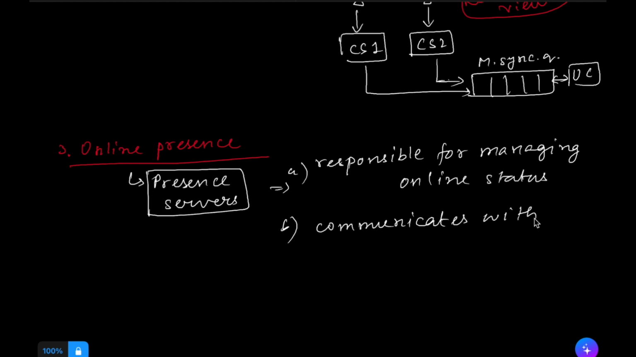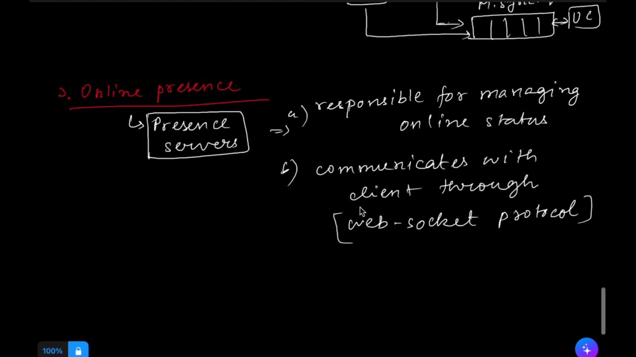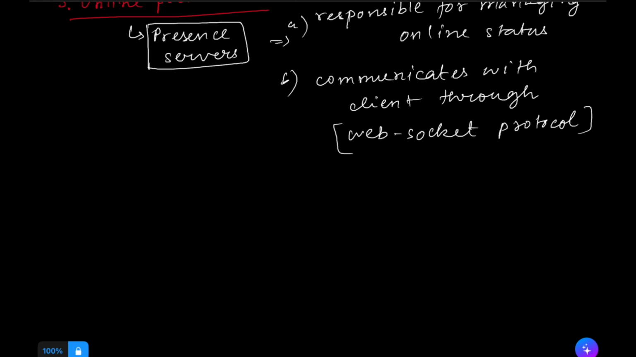communicates with the client through WebSocket. This is evident because we need to persist the connection till the user is online or using that application, etc. So we will be looking into 3 scenarios.